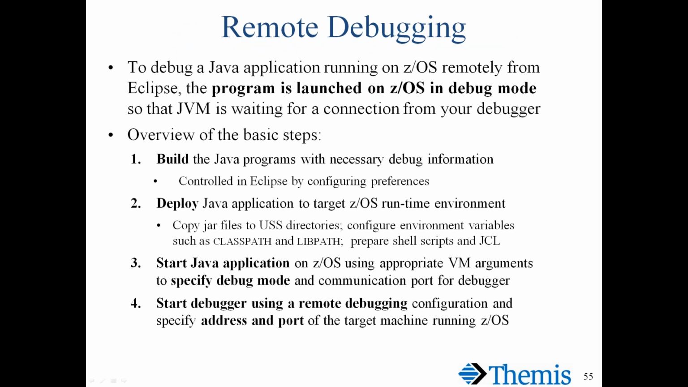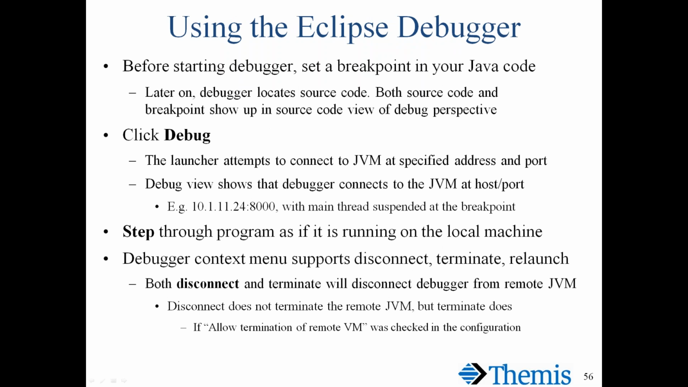The Eclipse Java debugger supports remote debugging from the workstation. What you need to do is take the usual steps, build and deploy the program, and then start the application, which is running on the z/OS side under UNIX System Services, specifying appropriate arguments to run it in debug mode. Now on your workstation in Eclipse, you begin a debug session, which includes specifying the address and port of the machine where z/OS is running. That gives you the ability to use the standard debugging techniques in their entirety to set breakpoints and step through the program and view your variables and arguments and so on.